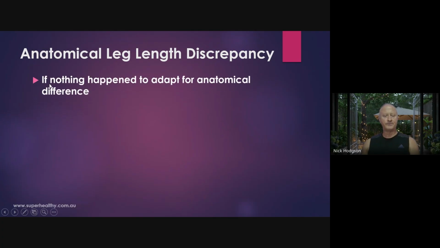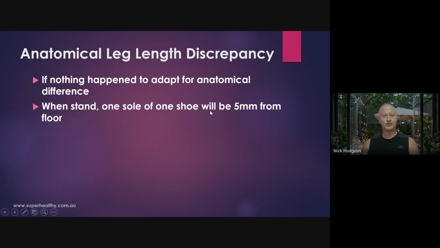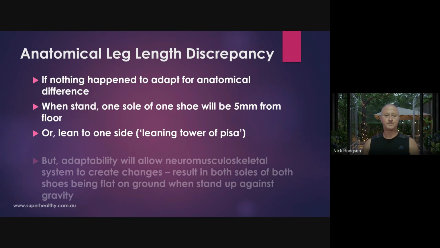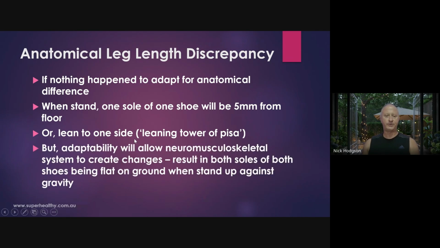So we have a person, let's say they have a 5 millimeter leg length discrepancy and they're standing on 2 feet. So if nothing happened to adapt for that anatomical difference, when we stand, the sole of one shoe will be 5 millimeters away from the floor. Or we would lean to one side, to the side of the short leg, like a leaning Tower of Pisa, and we would all lean just to one side to get both feet flat on the floor. But we know this intuitively, this is just common sense in a way, that adaptability will allow the neuromusculoskeletal system to create changes which result in both soles of both shoes being flat on the ground when we stand up against gravity.